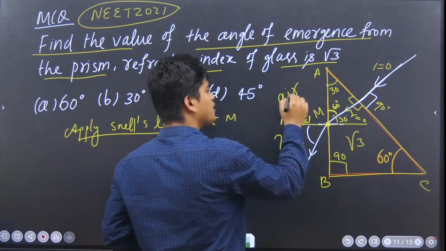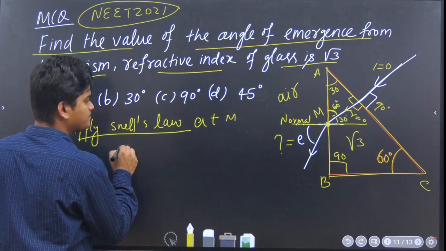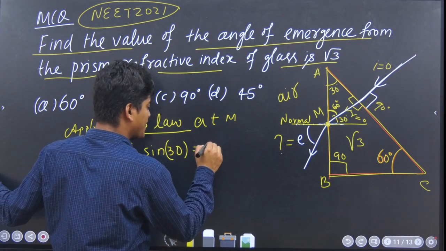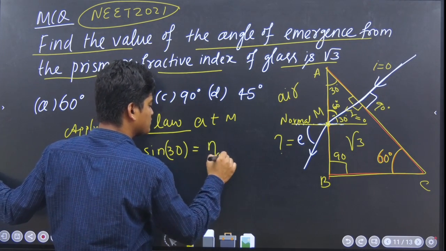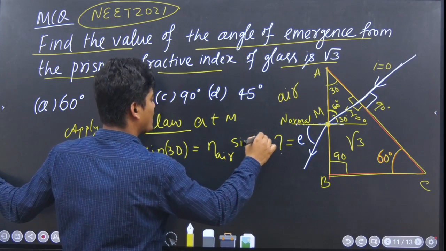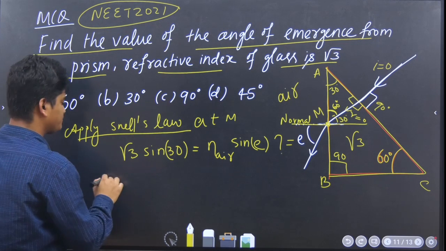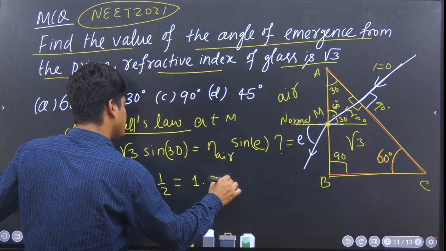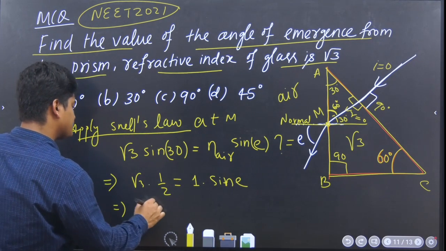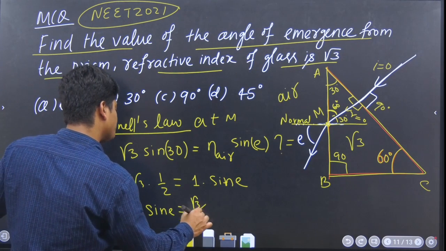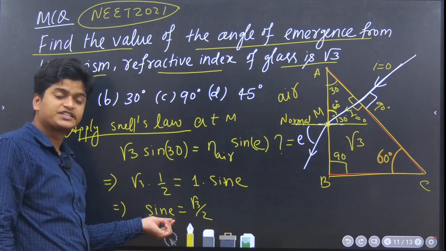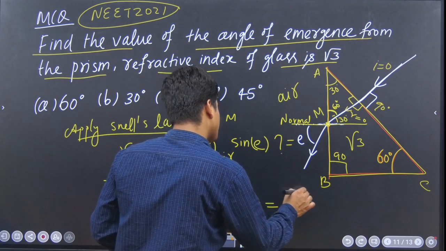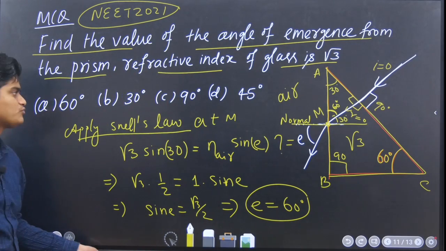So what is this medium? This medium, if nothing is mentioned, you have to take as air. If I write Snell's law, root 3 sin 30 is equal to the refractive index of air into sin E. And what is the refractive index of air? Remember, the refractive index of air is 1. So here it is root 3, sin 30 is 1 by 2, it is 1 into sin E. Now here sin E is nothing but root 3 by 2. Remember, for E value 60 degree, sin E becomes root 3 by 2. So this implies E will be 60 degree.